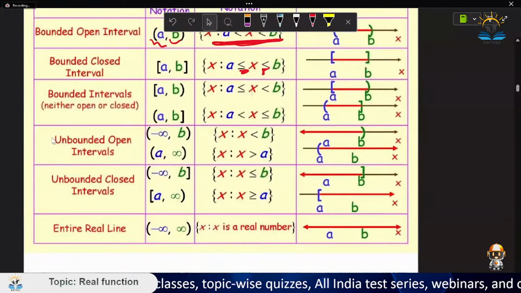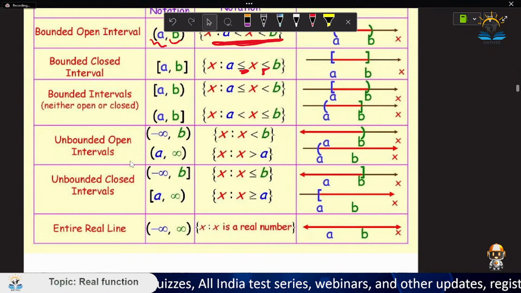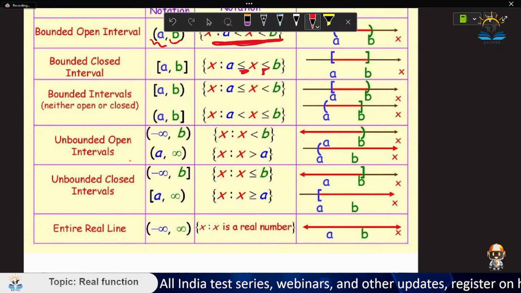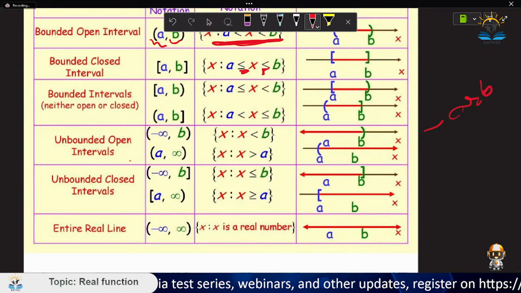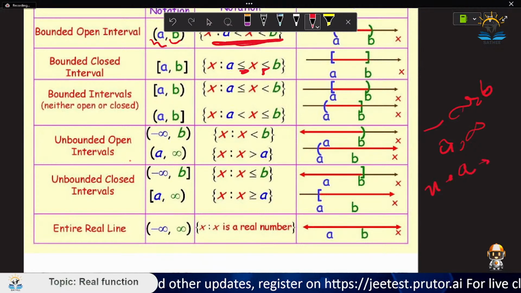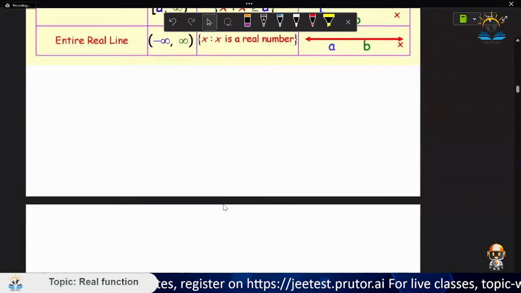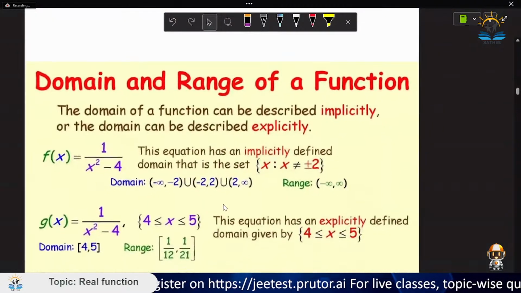Now, by unbounded we mean we have taken infinity into consideration. If it is minus infinity to b, we can take the values of x from minus infinity to b. Similarly, if it is a to infinity, it simply says that we can take the values of x from a to infinity. And the entire real line, you might be aware of what a real line is.